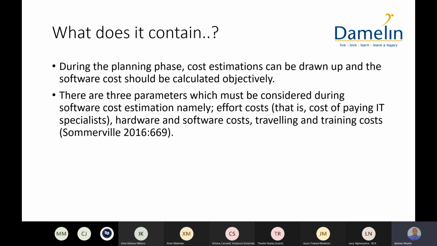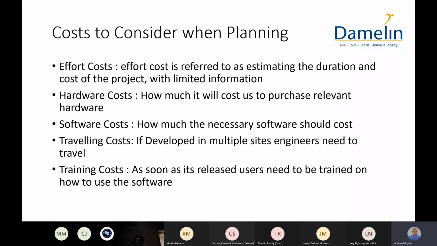What does it contain? So what does this project plan document contain? During the planning phase, cost estimations can be drawn up and the software cost should be calculated objectively. There are three parameters which must be considered during the software cost estimation, namely effort costs, that is the cost of paying IT specialists, hardware and software cost, traveling and training cost. We're going to cover that in the next slide.